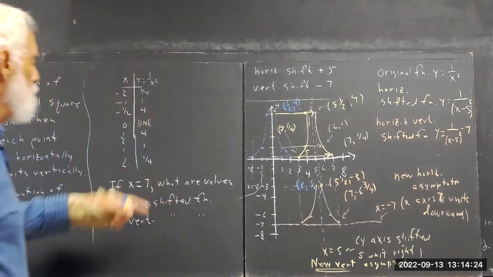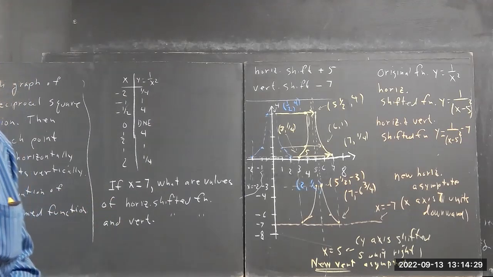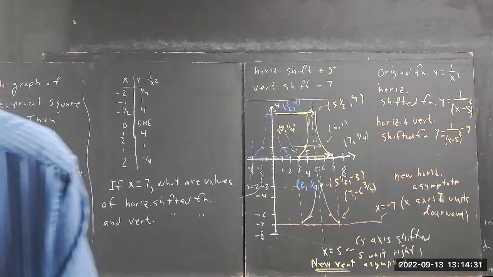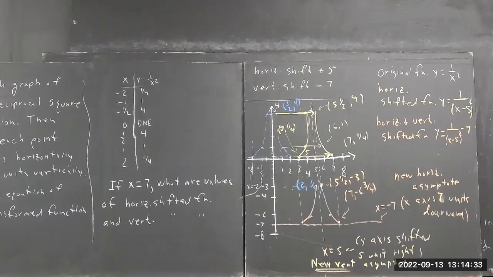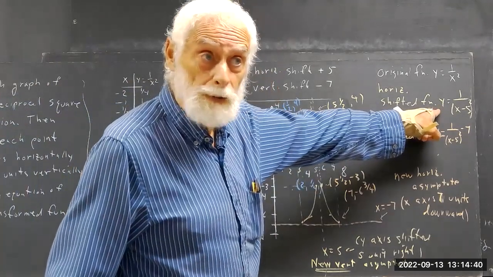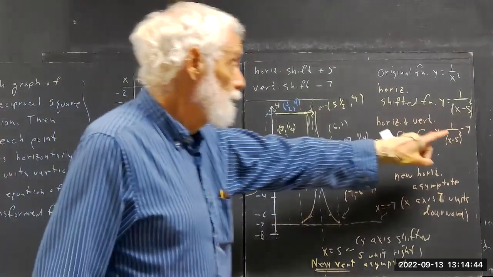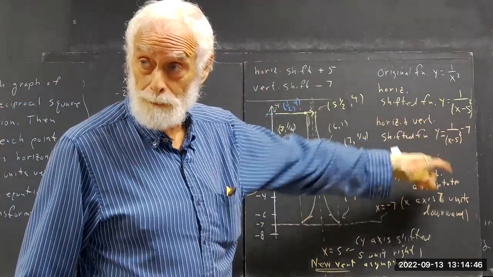X equals 7, what values do you get for the horizontally shifted function and for the vertically shifted function? And to answer that question, you're just going to plug x equals 7 into the horizontally shifted function and see what you get. And then you're going to plug x equals 7 into the vertically shifted function and see what you get.